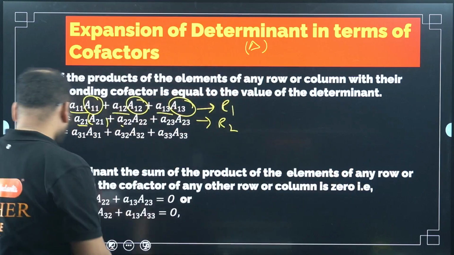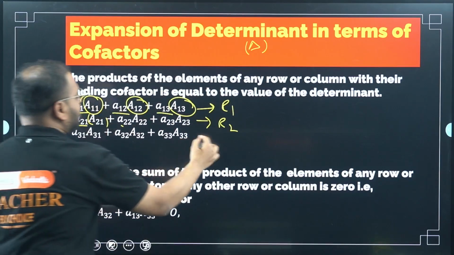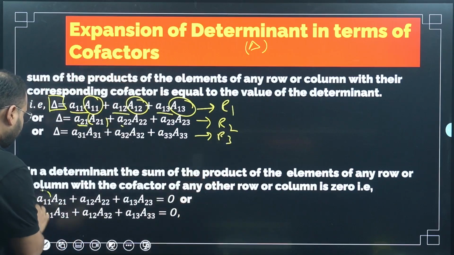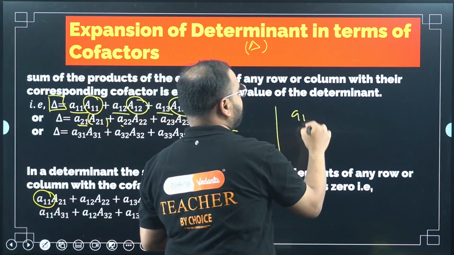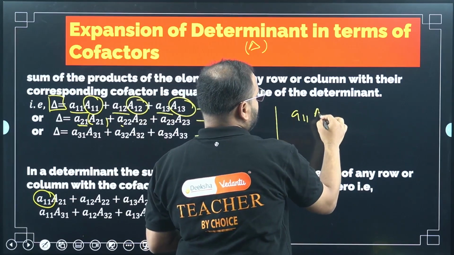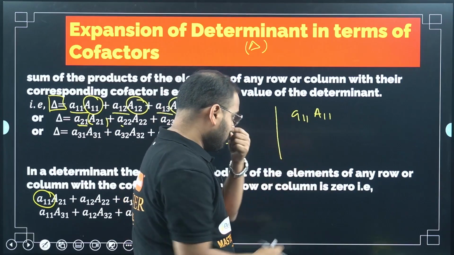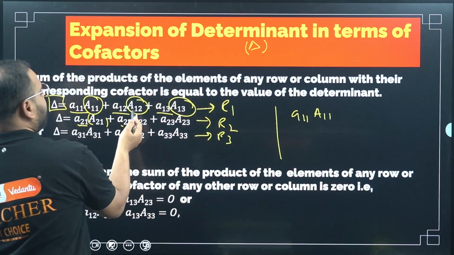Okay. Now, one very important part. This is for row 3 again. If you are multiplying an element A11, so let's say I do A11 plus A12 plus A13, means the element A11 with the cofactor of the same element. That's what I've done here.